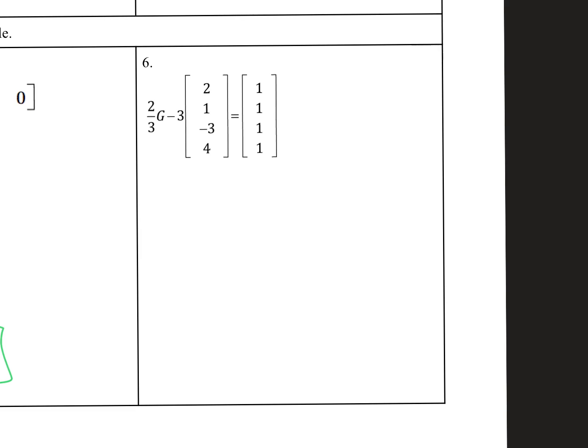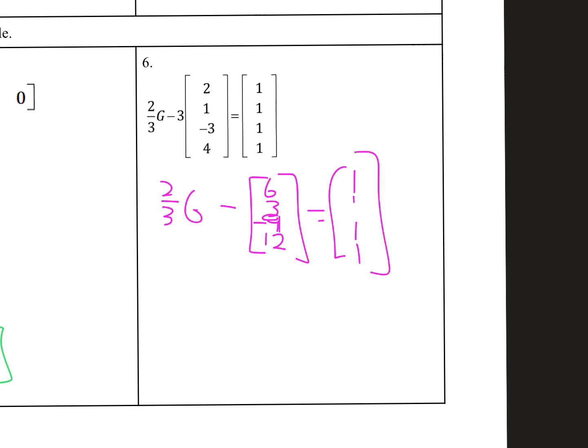And then here, 2/3 g minus, that's going to be 6, 3, negative 9, and 12. You heard me say negative 9. There we go. And then that's 1, 1, 1, 1. Let's add that matrix to the other side. So 2/3 g is going to be 7, 4, negative 9 plus 1 is negative 8, and then 12 plus 1 is 13.